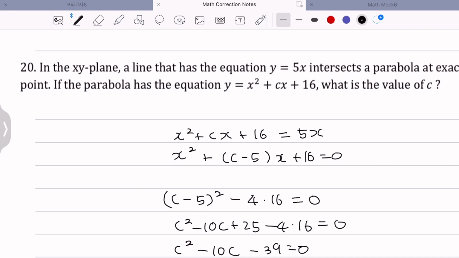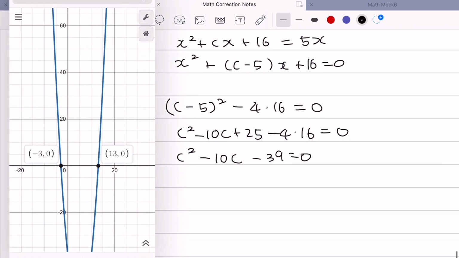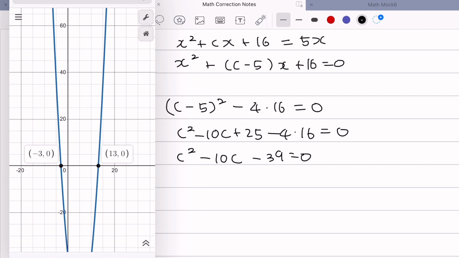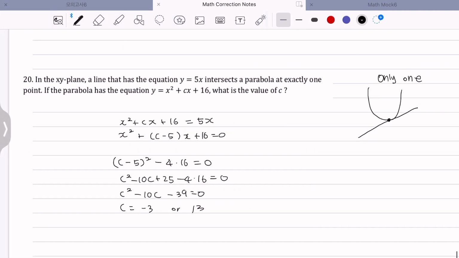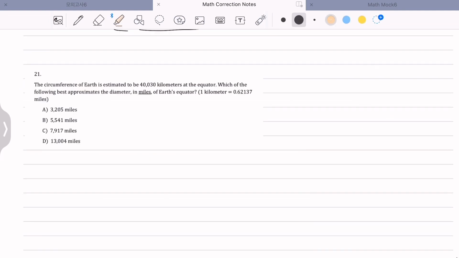And when you put this in the graphing calculator or Desmos, c would be either negative 3 or 13. So the answer for this question would be negative 3 or 13.